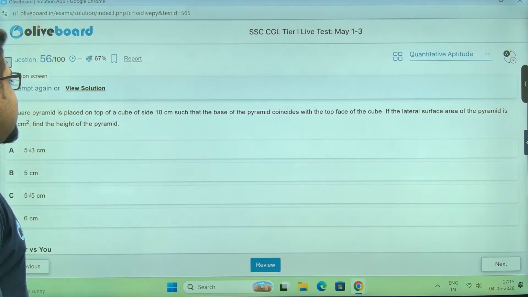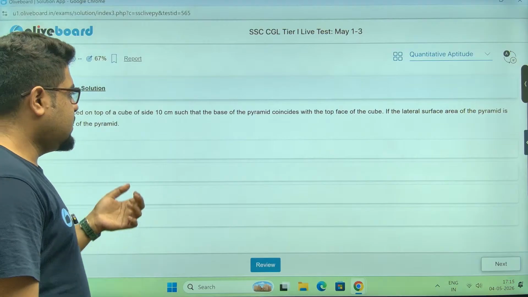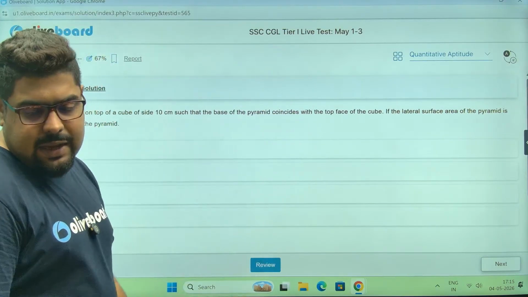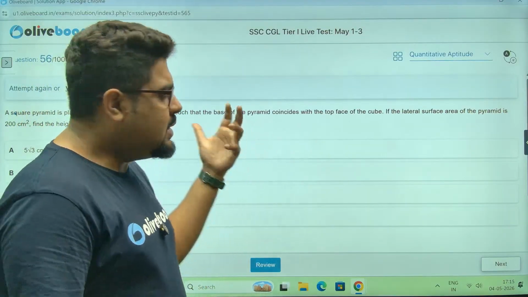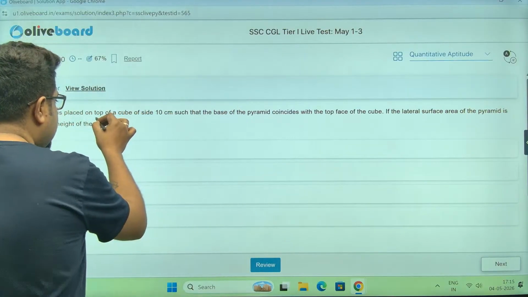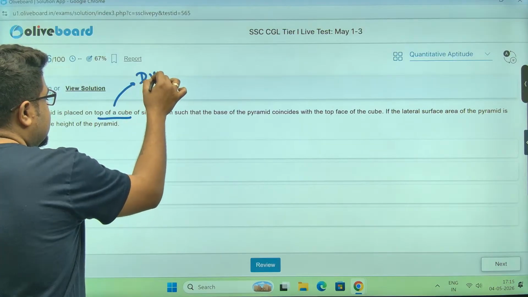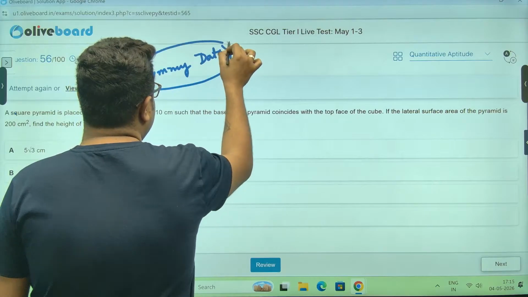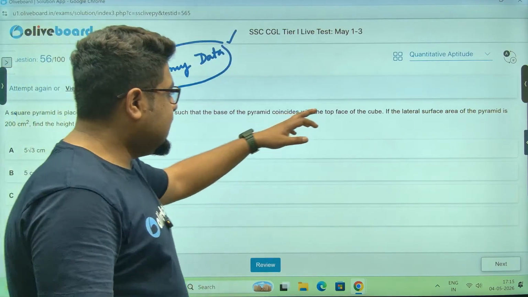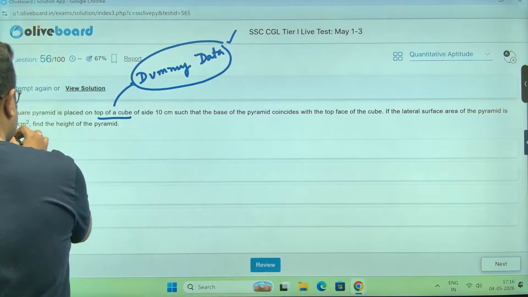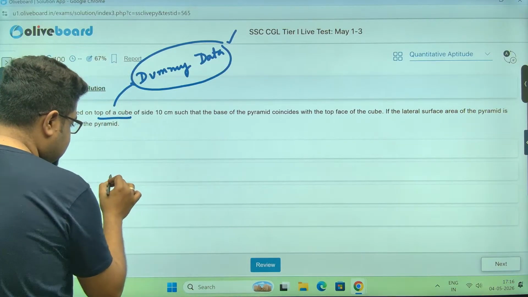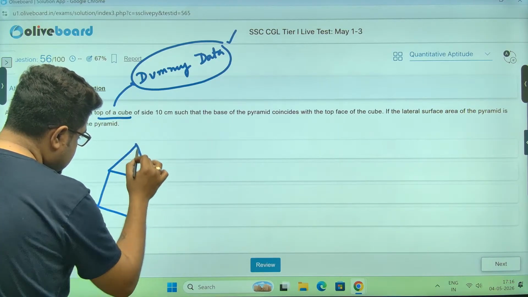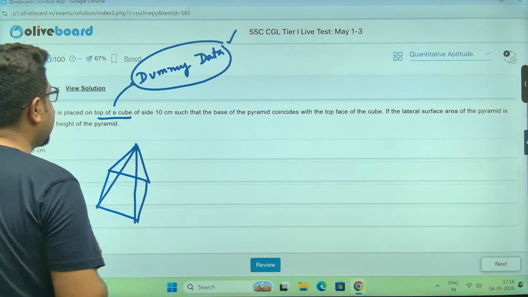A square pyramid is placed on top of a cube of side 10 centimeters, such that the base of the pyramid coincides with it. That means the base is a square. The information about the cube is dummy data, there just to confuse you, so please don't get confused. We need the lateral surface area of the pyramid. How does the pyramid look? It looks something like this.